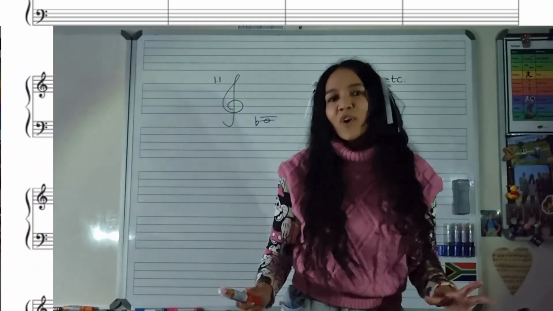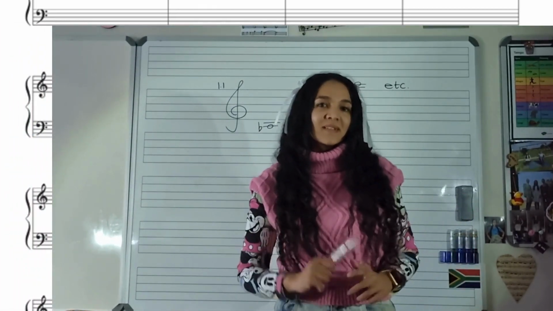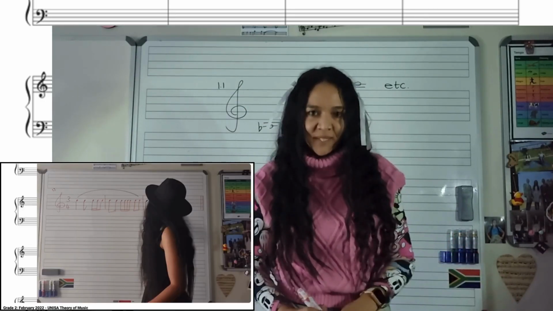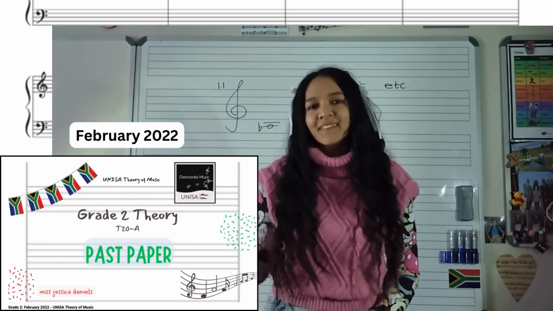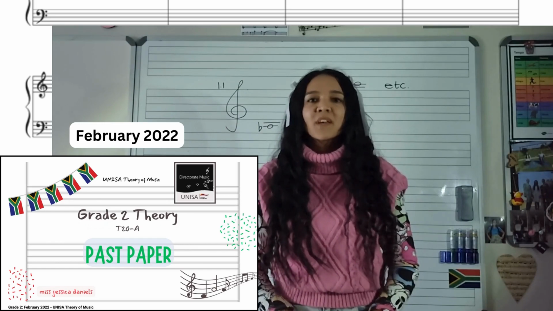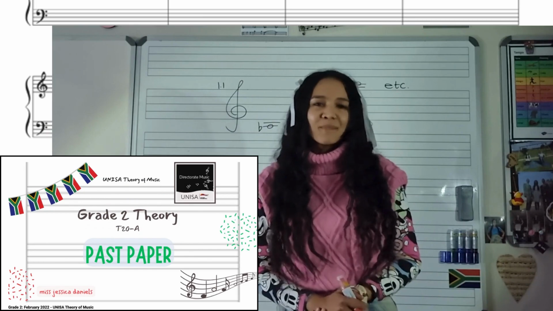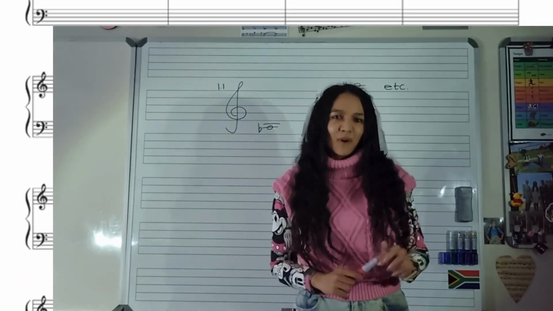Today we are looking at the UNISA Theory of Music Grade 2 past paper from October 2023. Before we hop right into question 1.1, I just want to point out that I have previously made a video on a Grade 2 Theory of Music past paper by UNISA. I looked into the February 2022 past paper and I have linked the video below in the description, so you can go ahead and check that out and be more informed regarding UNISA past papers. Okay, so on to our first question in this past paper.